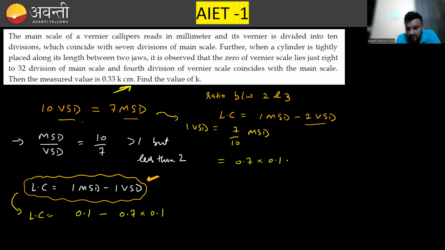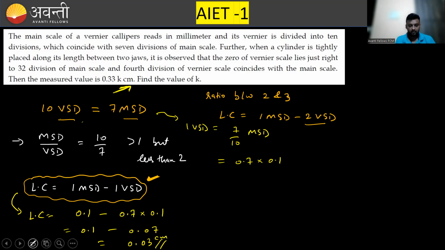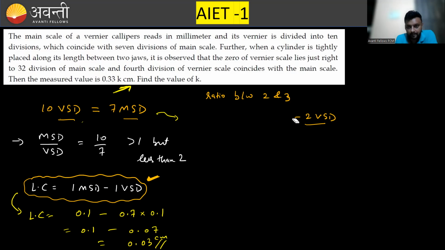Main scale division is 0.1 centimeter. So that will be 0.1 minus 0.07. Clear? That is 0.03. Am I right? This is the least count. I think till now everything is clear. Should I move further? Till now we have calculated the least count. I will erase all other things from here so that we have ample amount of space. Done.